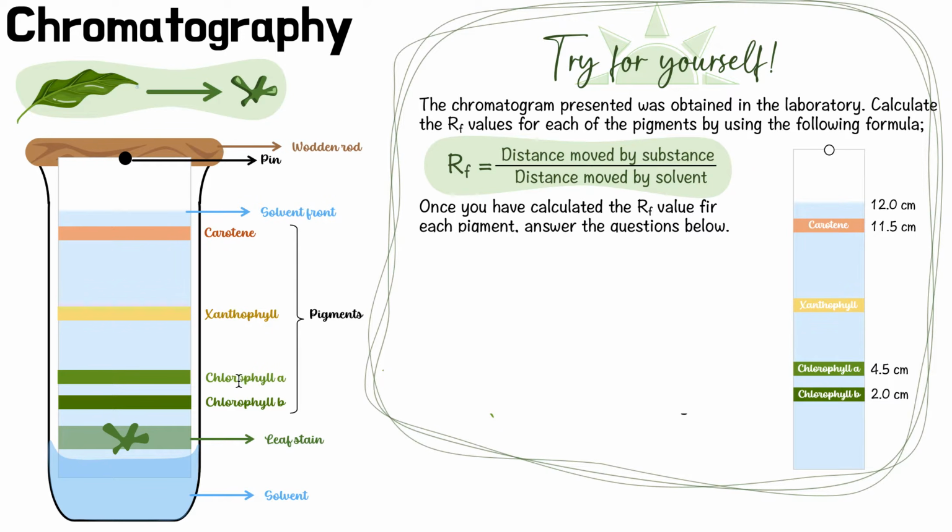Some of these other ones, for example chlorophyll, were obviously not that soluble, so they didn't travel as far up this paper. They only traveled a little bit, so the carotene would be very soluble, and these chlorophylls were much less soluble. But you can see this technique is very cool, because we were able to separate out all of these photosynthetic pigments and see which ones exist, because maybe we don't know which pigments this plant has. So if we want to test it, we just do this experiment, and now we can see this plant has chlorophyll A, chlorophyll B, xanthophyll, and carotene. It has all of these pigments.